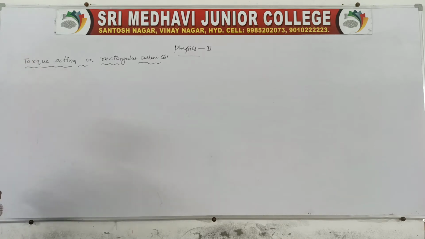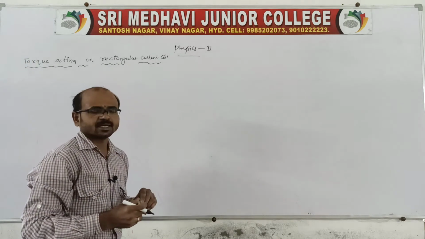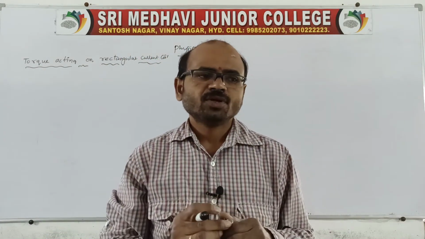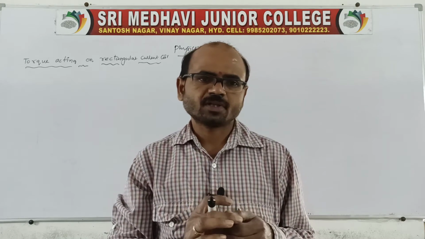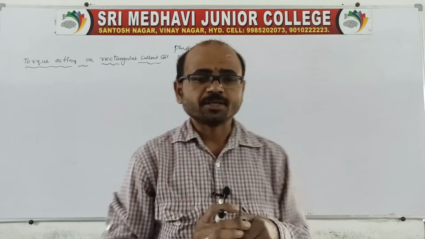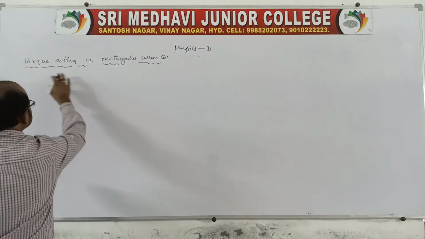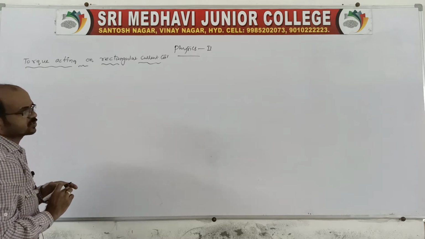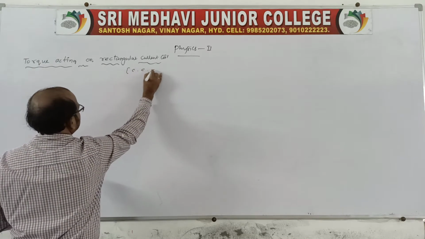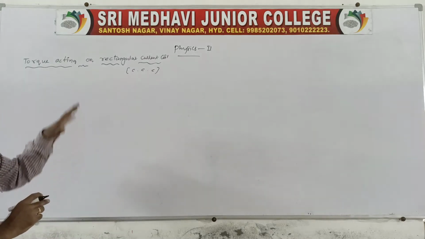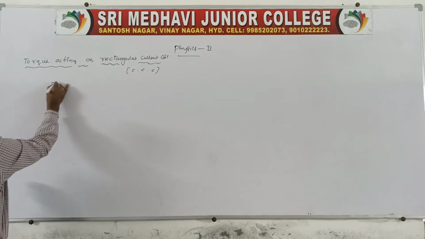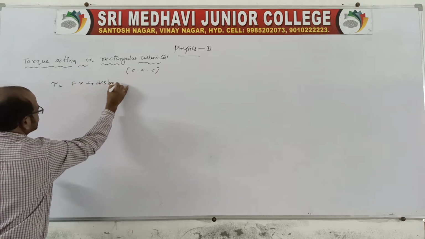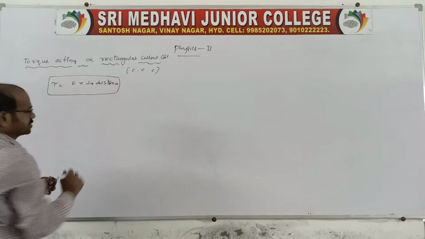See, torque acting on a rectangular current carrying coil. So that means you take one rectangular coil. The coil of length L and breadth B. Because now we need to find the torque acting on a rectangular current carrying coil. So the shape of the coil is a rectangle. So we know torque is nothing but force into perpendicular distance, of course.